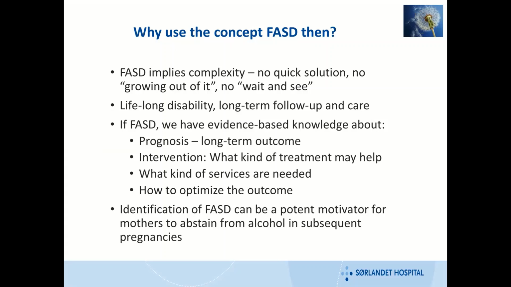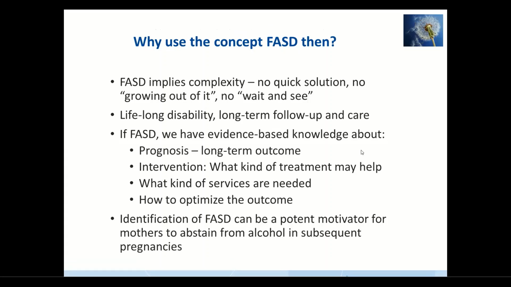And if we use FASD, if we think that the child's clinical picture fits with what we know is common for children with FASD, we have quite extensive evidence-based knowledge, both about prognosis, which indicates long-term follow-up. We know a bit about intervention, what does work for these children, what doesn't work, what kind of treatment may help, what kind of services are needed in childhood, in adolescence, and in adulthood, and how we can optimize the outcome. And it's also a point that identification of FASD can be a potent motivator for mothers to abstain from alcohol in subsequent pregnancy, because we know that siblings of a child with FASD are at risk of having FASD themselves.